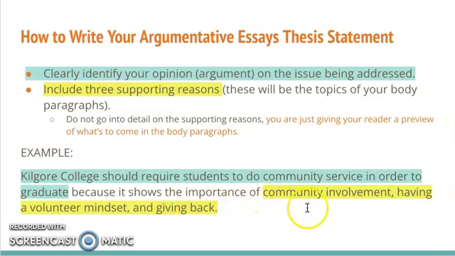My first body paragraph will be about community involvement. My second one will be about having a volunteer mindset. And my third one would be about giving back. This previews your essay for your reader and gives them a clear outline of what to expect. Now, notice I don't go into too much detail. I'm just previewing for them. And again, we're going to look at a couple more examples in this next slide.